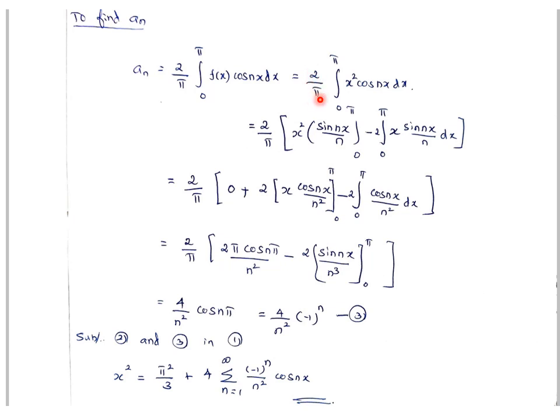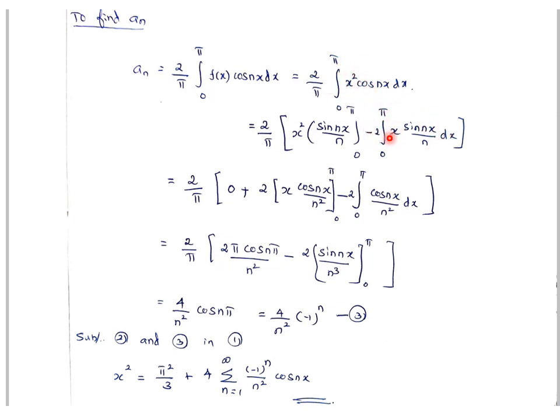That is equal to 2 by pi, integral 0 to pi. Our f of x is equal to x square, therefore x square into cos nx dx. After integrating, we take cos nx as dv, then v is equal to sin nx by n, minus the integral of v du. v is equal to sin nx by n, du equal to 2x.